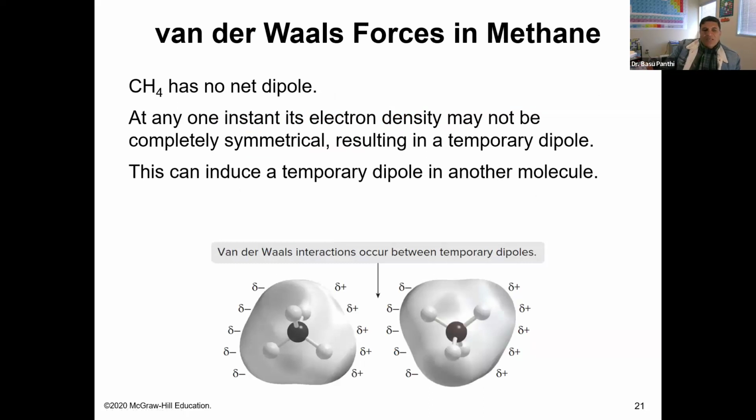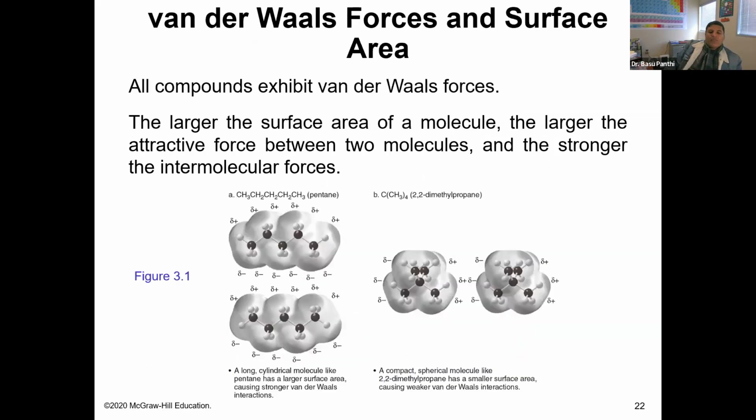So how does that happen? For example, CH4 has no net dipole. How can it have Van der Waals force? At some point when they are rotating, vibrating, somehow it creates a temporary dipole in the molecule. And that temporary dipole causes the other molecule to create a dipole, and that's why it helps. But that's the temporary dipole. Any molecule can have Van der Waals interaction. If you have nothing, then it has Van der Waals force. So all compounds exhibit Van der Waals force.